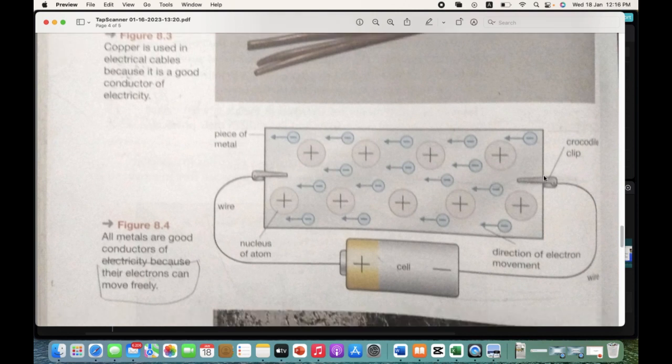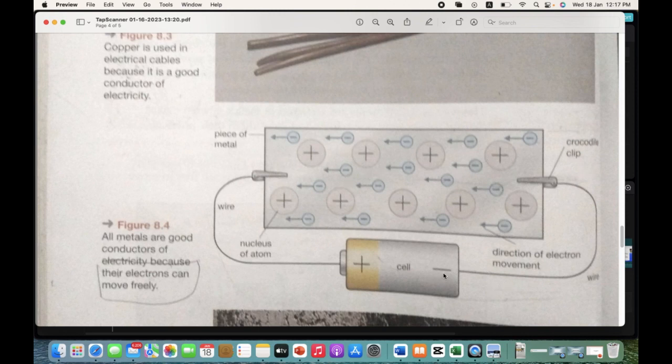Now, let's say this is a piece of metal. If you connect it to a battery, you can see the electrons start to move. The big plus is the nucleus of the atom. The electrons start to move and flow from the negative side towards the positive.